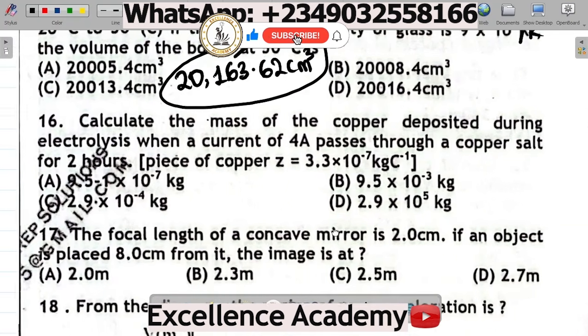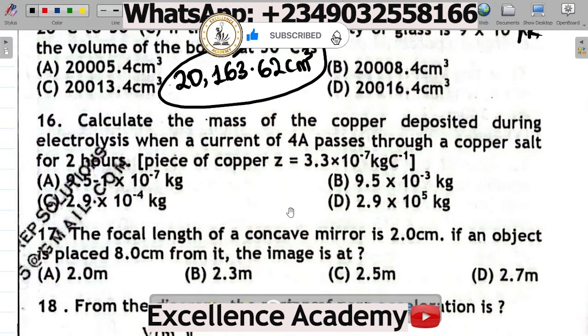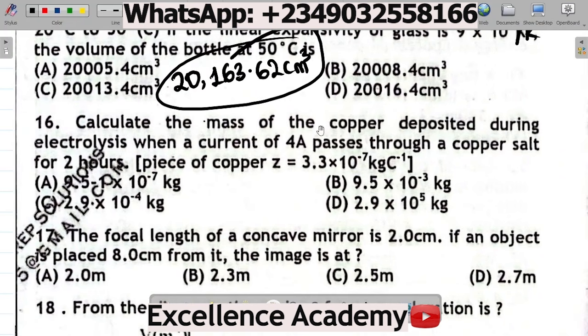All right, next up, question 16. Question 16 says, calculate the mass of copper deposited during electrolysis when a current of 4 amperes passes through a copper salt for 2 hours. The electrochemical equivalent of copper Z is equal to 3.3 times 10 to the power minus 7 kilogram per coulomb. You have option A, option B, option C, and option D.